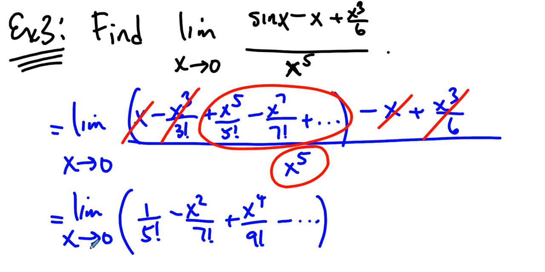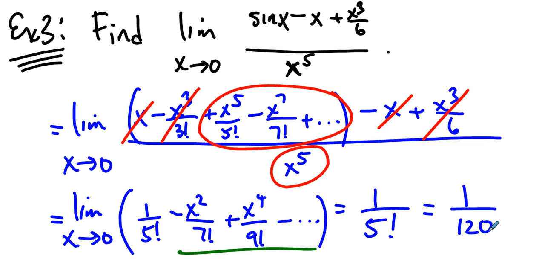Well, what happens as x goes to 0? As x goes to 0, all of these terms are 0, and so you're left with 1 over 5 factorial, and 5 factorial is 120. 5 times 4 times 3 times 2 times 1 is 120. That's your limit. You can do that without appealing to L'Hopital.